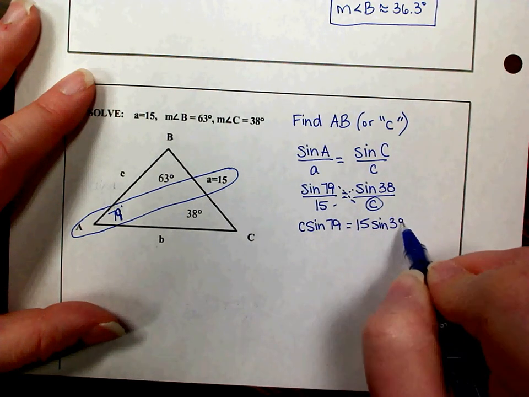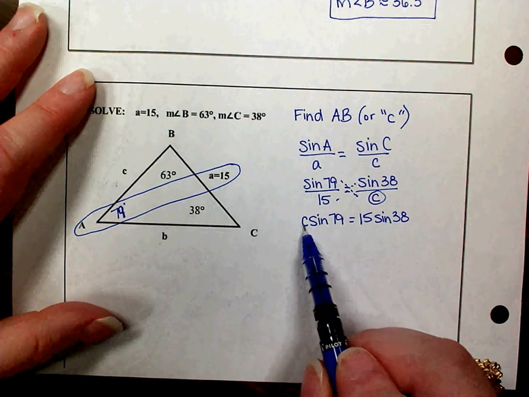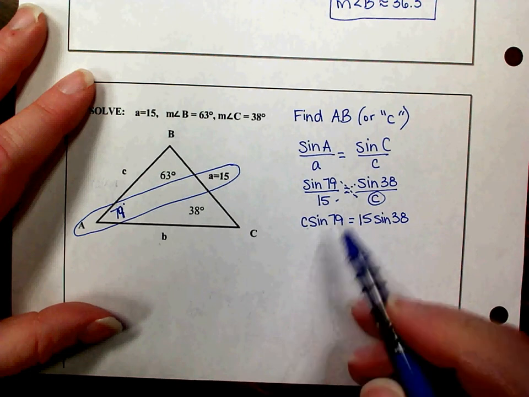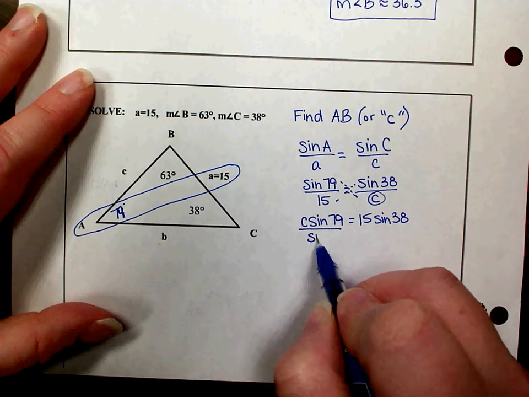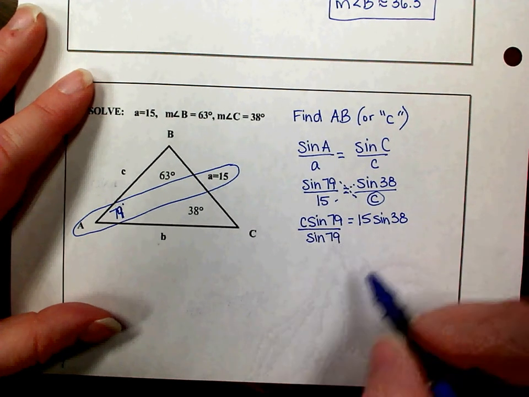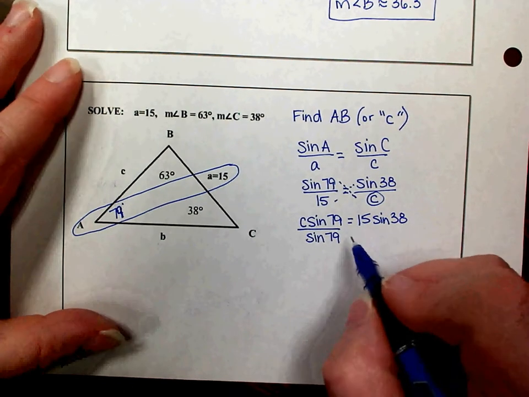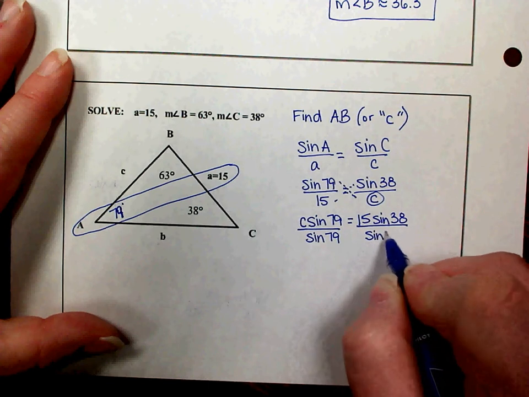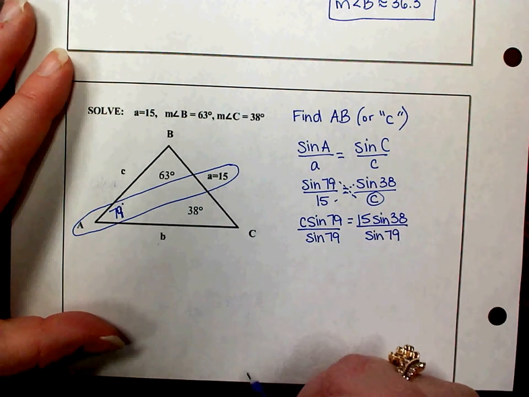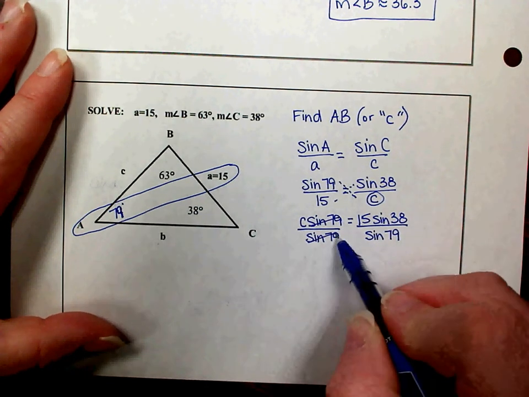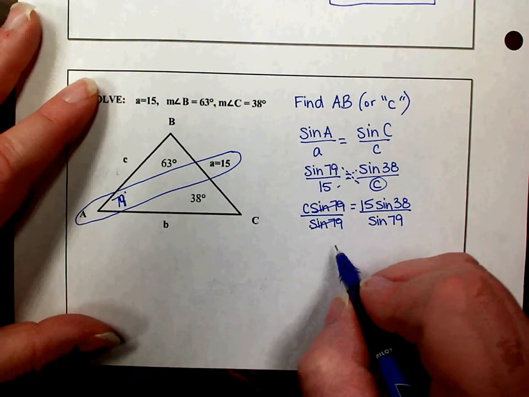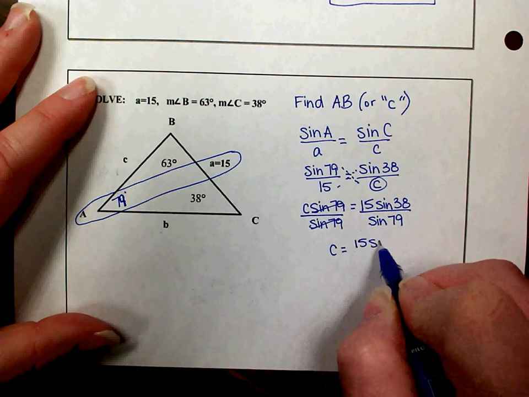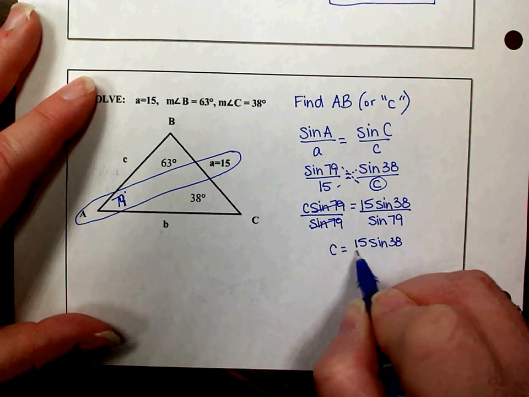So to get C by itself, all I have to do is undo this multiplication and divide by sine of 79. I'm not going to have to worry about the inverse function because I'm not solving for an angle this time. We only use inverse trig when solving for an angle. So we're going to divide by sine of 79 on both sides. So this sine of 79 and this sine of 79 cancel. So my C is equal to whatever 15 sine of 38 divided by sine of 79 is.